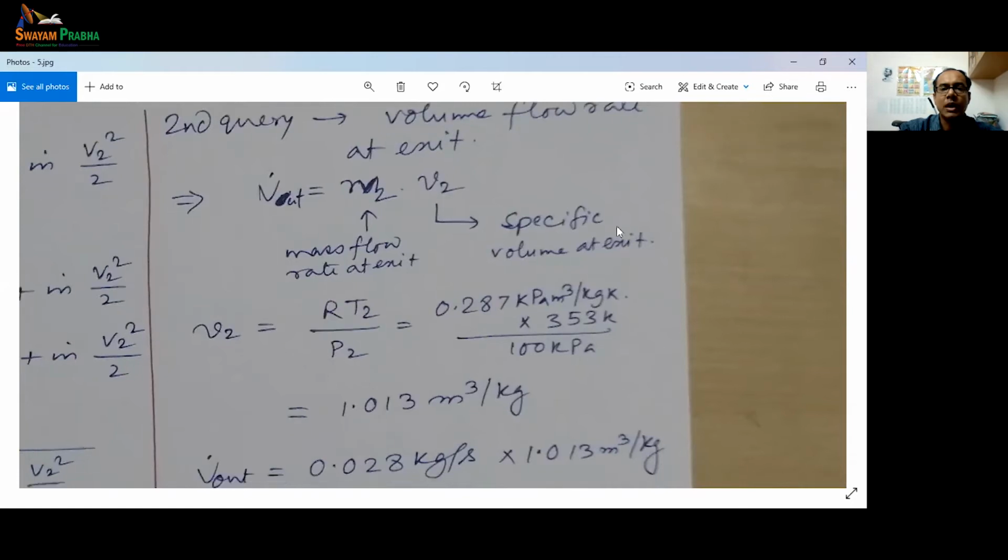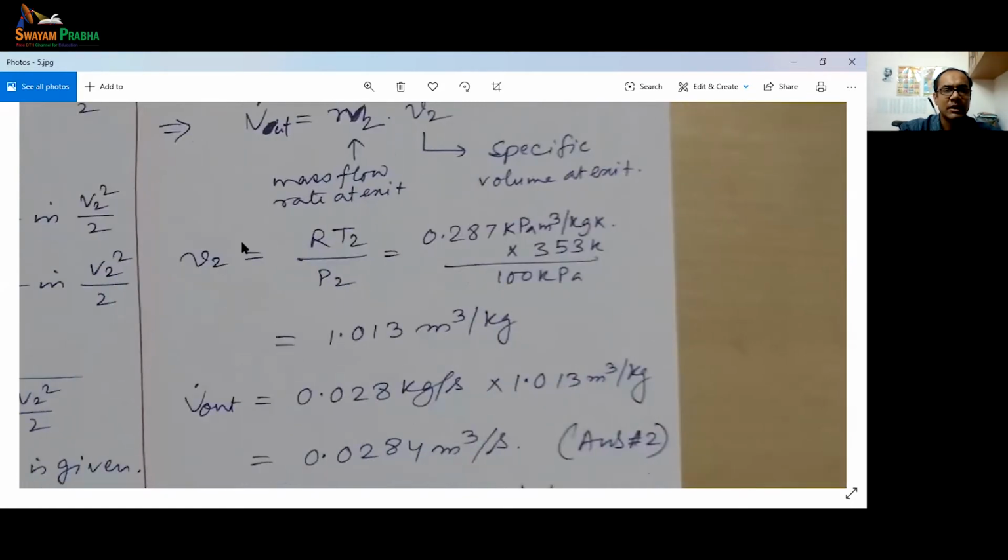And specific volume, how do we get it? That is where we will use the ideal gas law. The specific volume at exit will be R into T2 by P2. That means at state 2, we need the temperature and pressure. We know R, we have looked up the table. We know T2, which is 353 Kelvin, and P2 is 100 kPa. P2 did not change, right? It remained at 1 bar, and the temperature increased to 80 degrees centigrade.